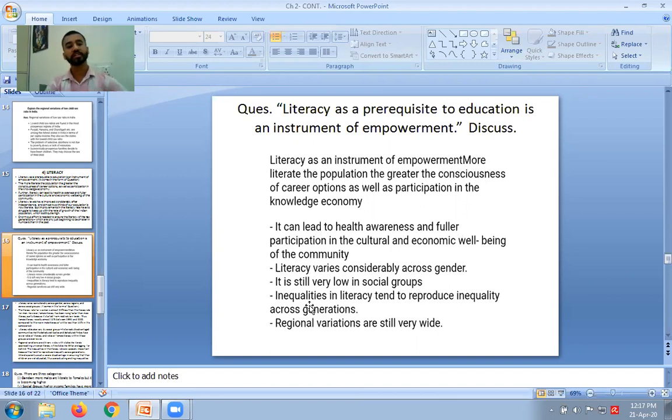Look, when a person is literate, when a person has got the education behind, he always remains aware about certain aspects in his life. He always tries to maintain a healthy life. He always tries to preserve his culture.